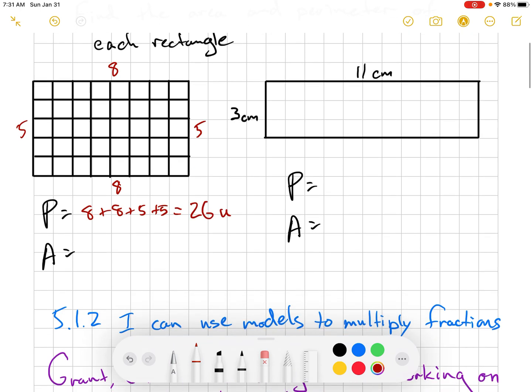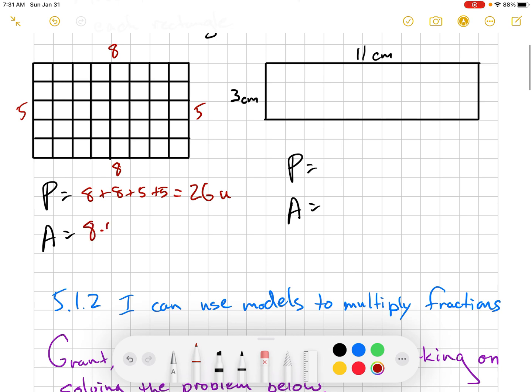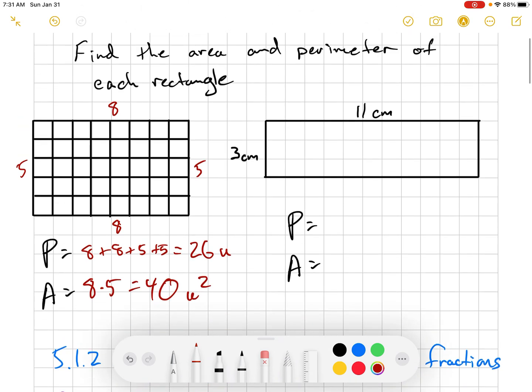What's the area, right? Well, in this case, we multiply 8. We can count each individual square unit in there, and that would be kind of long and time consuming, but we can just simply say 8 times 5 to get 40 square units, okay?